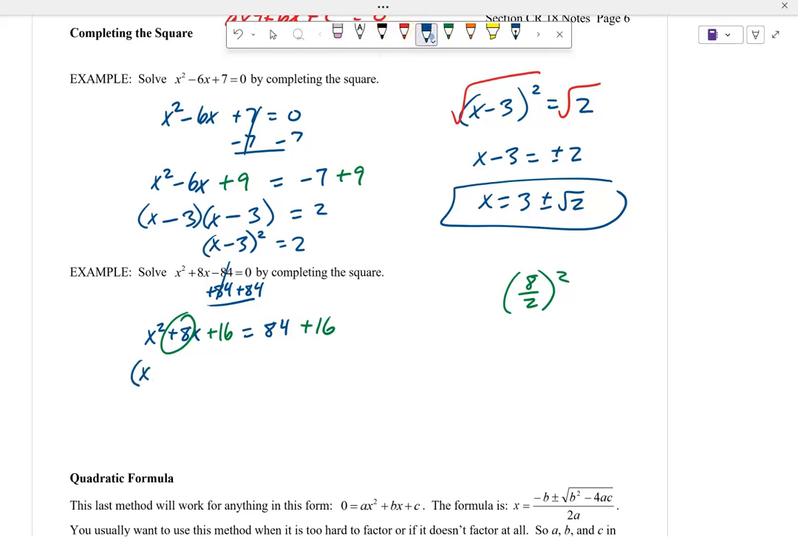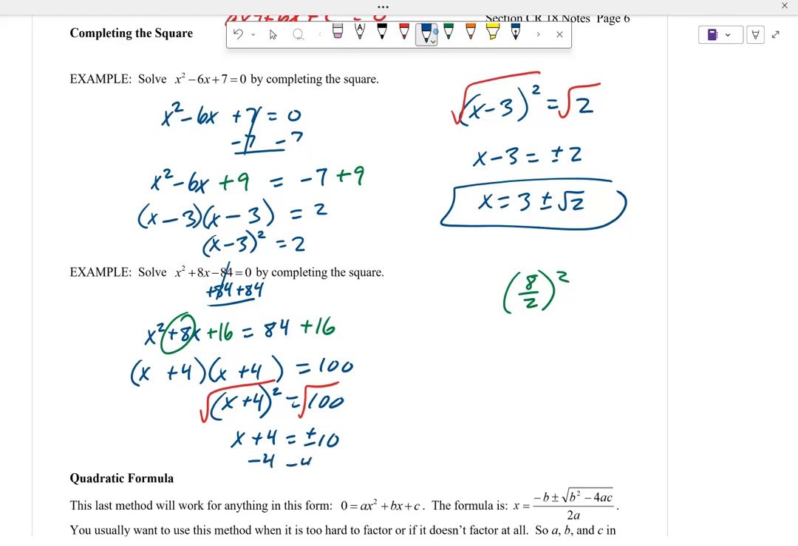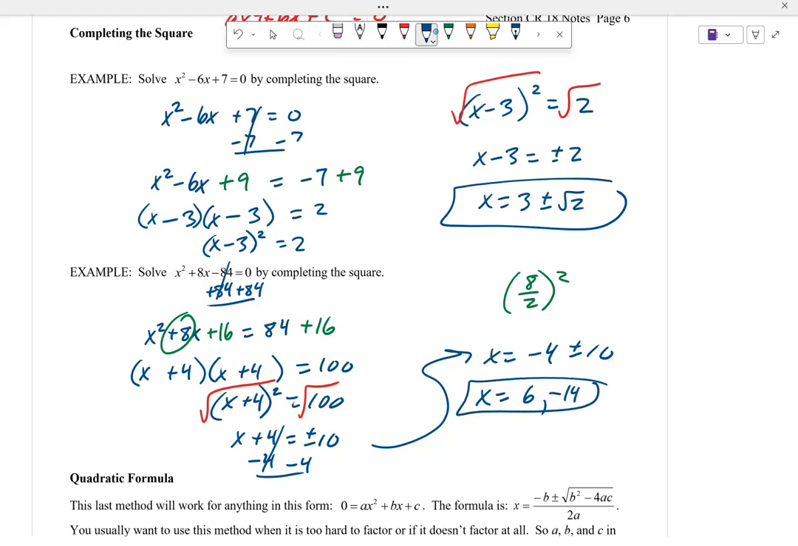And then what do you know? This thing will factor perfectly into plus 4, plus 4. Over here, it looks like we got 100. So I got x plus 4 quantity squared. I got my perfect square. So now I can use my square root method on this. Square root both sides, so I got plus or minus 10. I subtract 4, so I got x equals negative 4 plus or minus 10. Well, negative 4 plus 10 is 6. Negative 4 minus 10 is negative 14. So there are our two answers to that one.